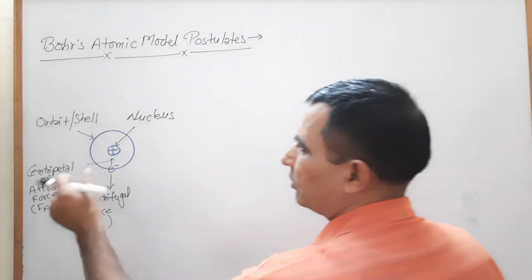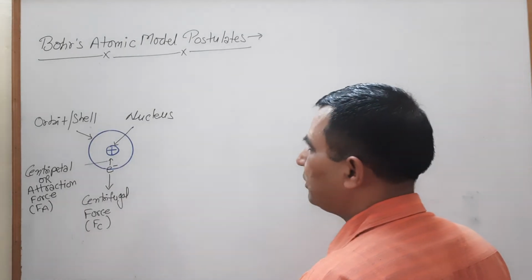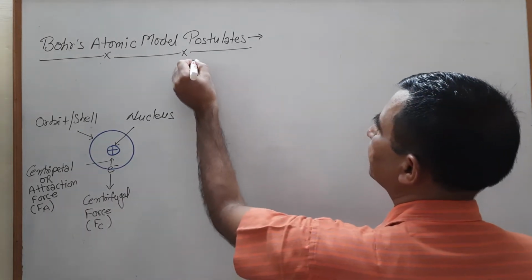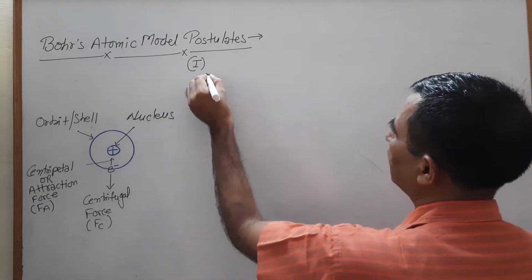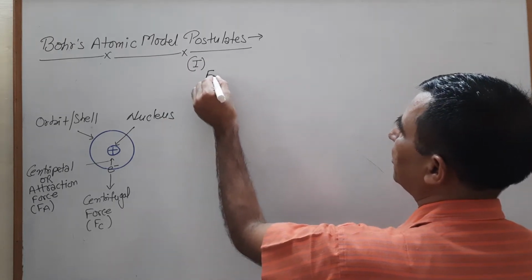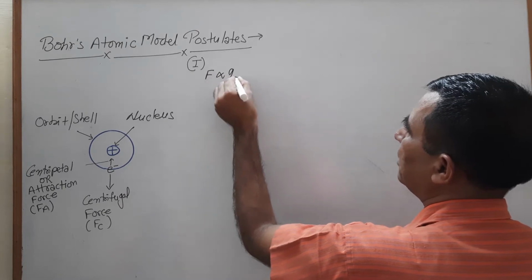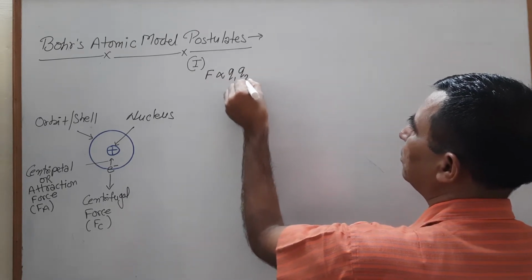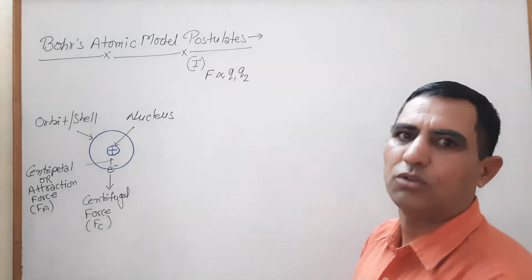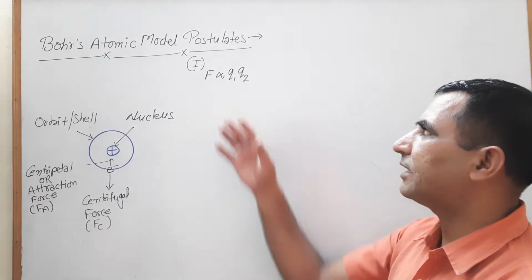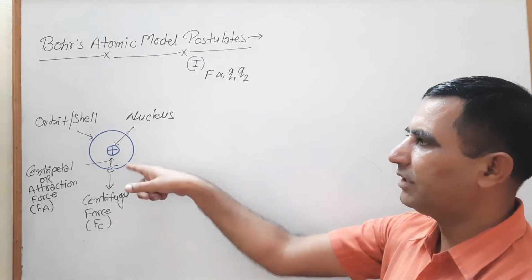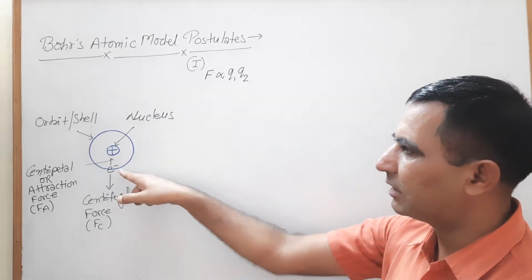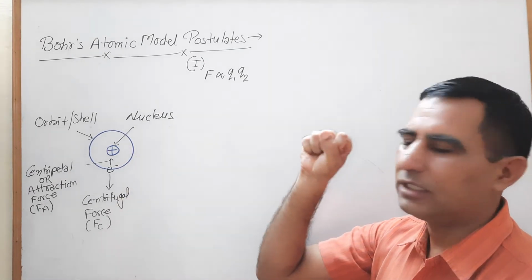First we discuss the force of attraction. As we know, according to Coulomb's law of attraction, the force of attraction between two charged particles is directly proportional to the product of those charges. F is directly proportional to Q1 and Q2. Here we have two charges, one is the electron, another one is the nucleus.